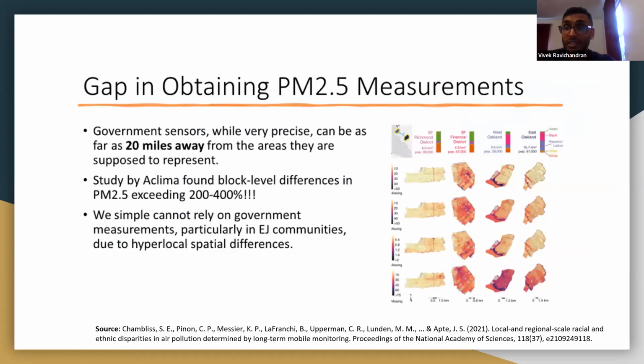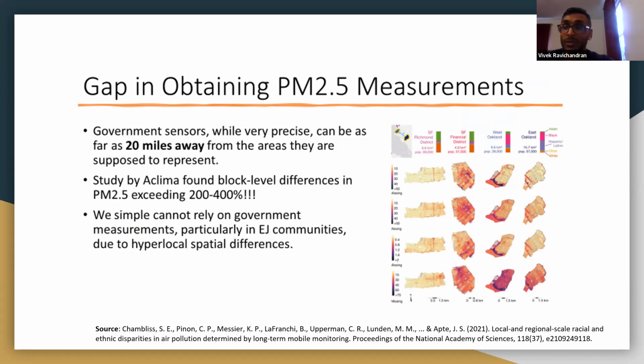And as mentioned, these government monitors are relatively sporadic. So as precise as they are, as valid as the readings are, they are oftentimes located several miles away from what we call EJ communities. And these consist of various disadvantaged communities, and we have various screening tools to identify those communities.